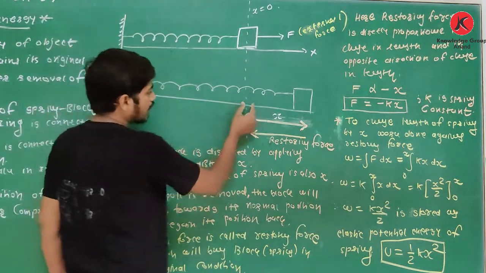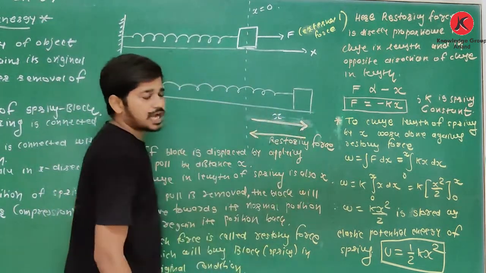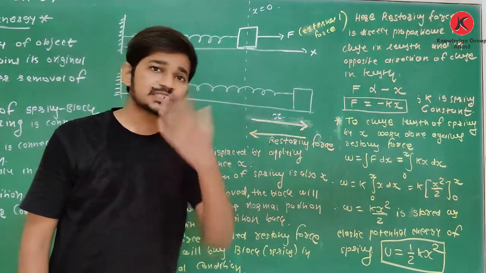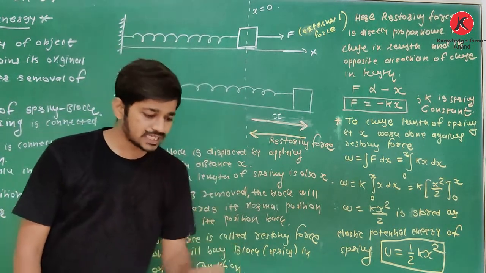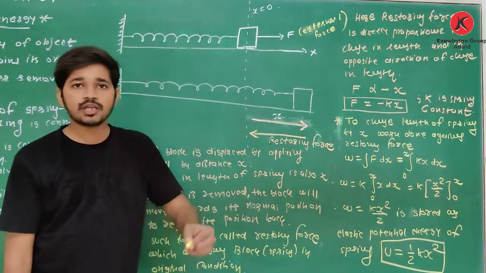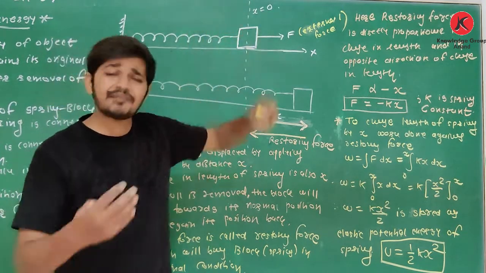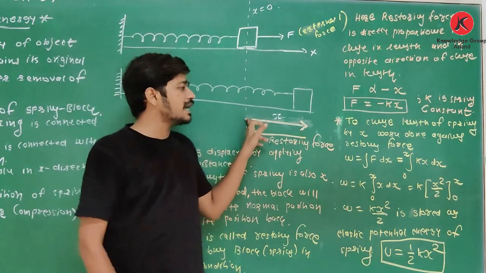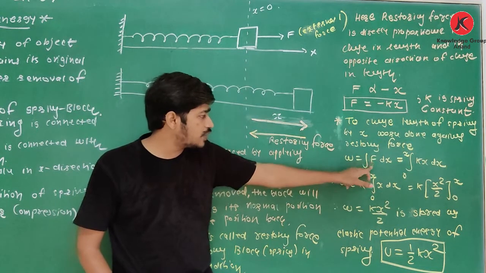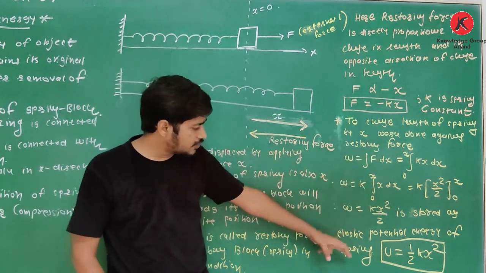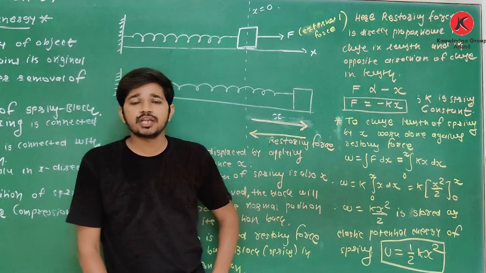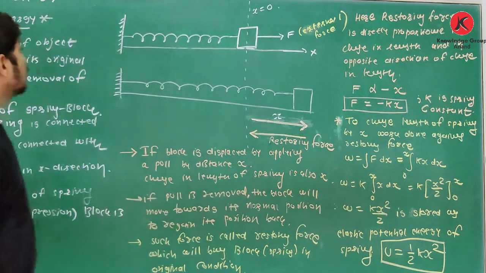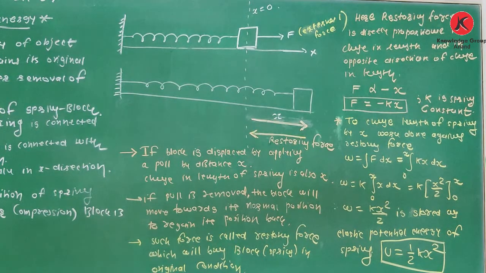So yes, if I want to displace this block in this direction, I have to do some work against restoring force. Similarly, gravitational force is acting in the downward direction. To move a block in the upward direction, we have to do some work against gravitational force. So similarly here, to change the length of the spring by x, work is done against restoring force. W is equal to integration F dx, 0 to x of kx dx, and you will get U is equal to half kx square. Clear about this? So yes, it is all about elastic potential energy.